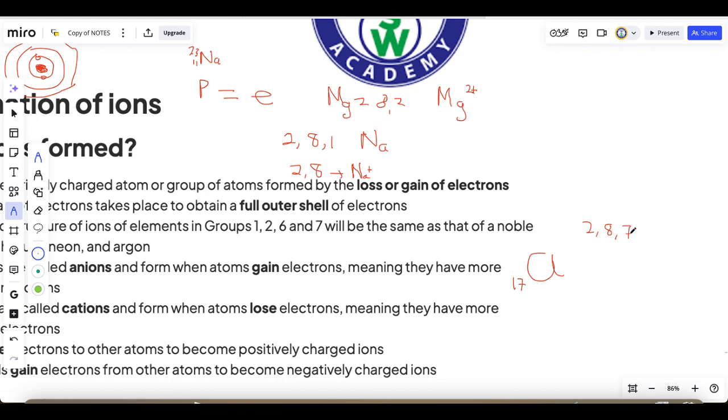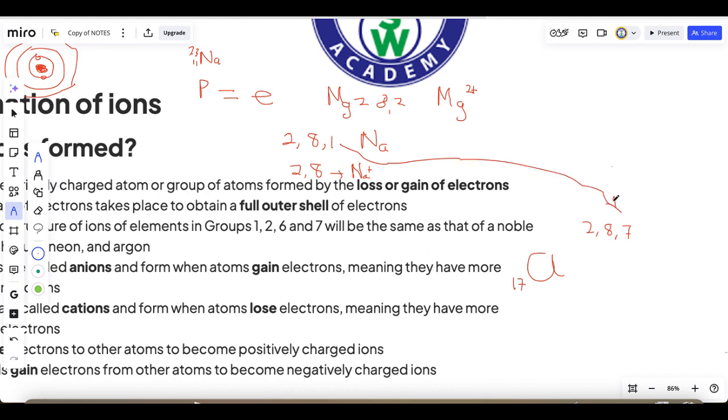Now you can see chlorine is looking for 1. It's better to look for 1 than to give out 7. You already have 7, why give out 7? So it's better to add to it and make it 8. The energy required to gain 1 electron is lesser than the energy required to get rid of 7. So it's better for chlorine to look for 1. So when the 1 comes from sodium, let's say this sodium gives 1 electron. It has one electron in its outermost shell, right? So it gives it to chlorine.